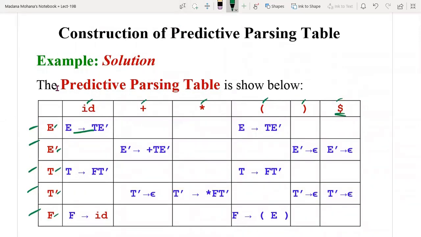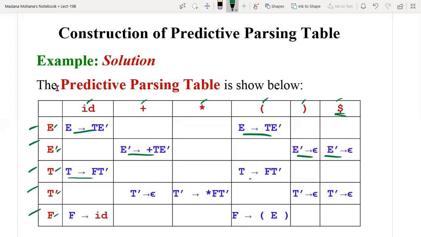Then we have E on left parenthesis, E derives T dash. Then E dash on plus we have E dash derives plus T dash. Then E dash on right parenthesis and on dollar we have the null production, that is E dash derives null. Then T on ID we have the production T derives FT dash. These values we are taking using the previous algorithm, whatever the two rules we applied for each and every production. Those values you can add.